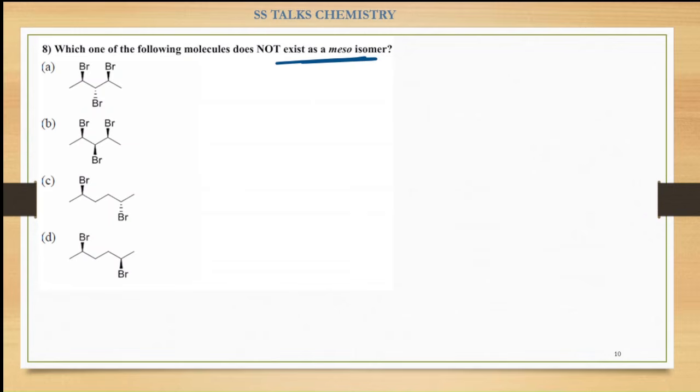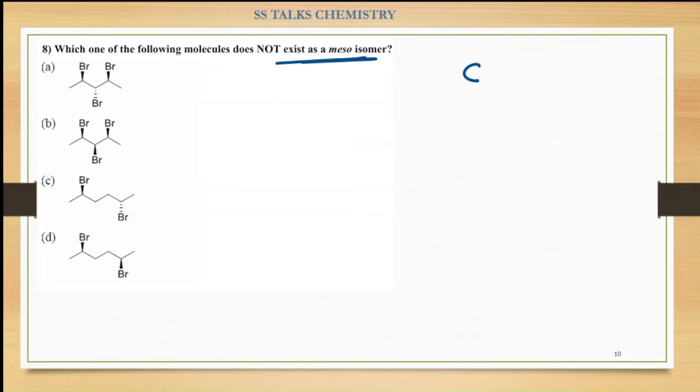That means it is chiral in nature, but that particular molecule is optically inactive. The reason for the optical inactivity lies in the fact that it contains either a plane of symmetry or a center of inversion. So these are the characteristics of the meso species.